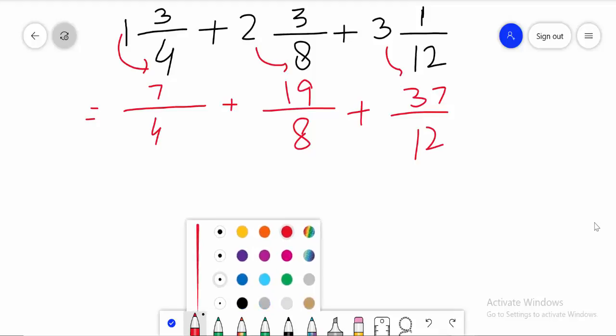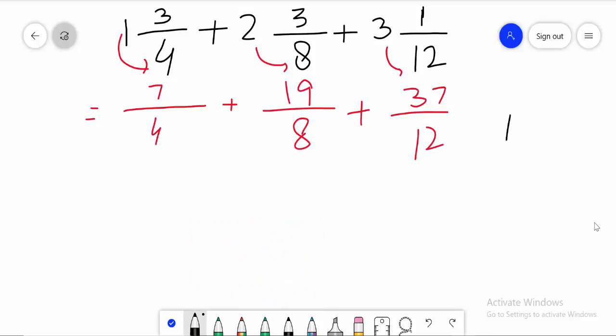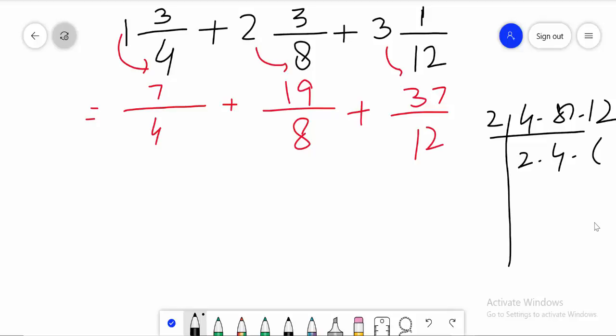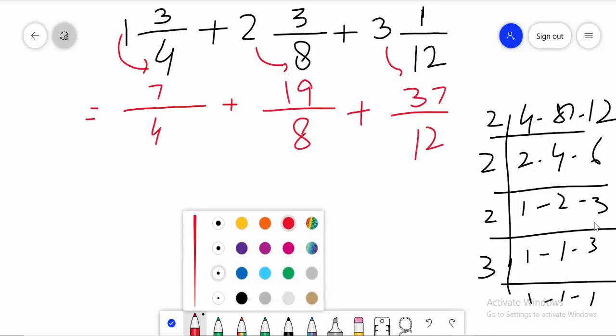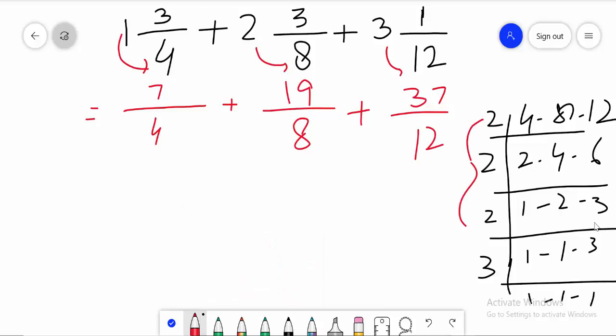The next step is to take the LCM of these three numbers: 4, 8 and 12. Divide by 2: 2 2s are 4, 2 4s are 8, 2 6s are 12, then 2 1s are 2, 2 2s are 4, 2 3s are 6. Then 2 1s are 2 and 3 1s are 3. Now simply multiply these prime factors: 2 2s are 4, 4 2s are 8, 8 3s are 24. So the LCM is 24.